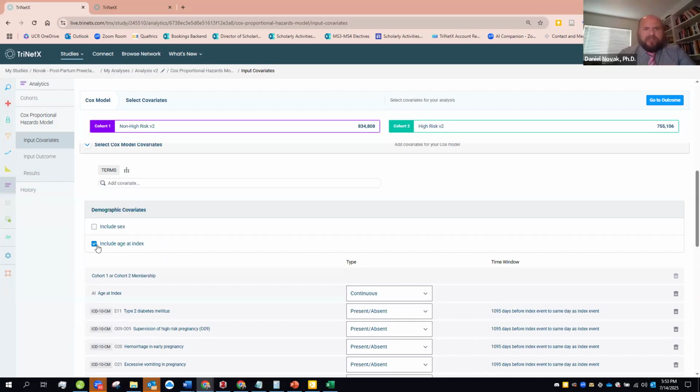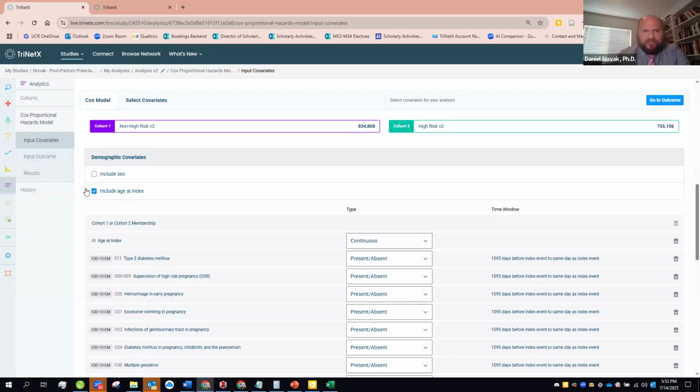And you can also use the include age at index and include sex characteristics. In this case, we did not include sex because we already generally are talking about female individuals or female birthers, though there could be other kinds. This is not really as much a discussion of gender as it is purely of who's pregnant and who's not. And we, in this case, used age at index as a covariate. So you can see when you click the age at index box, it adds age at index into that cohort.